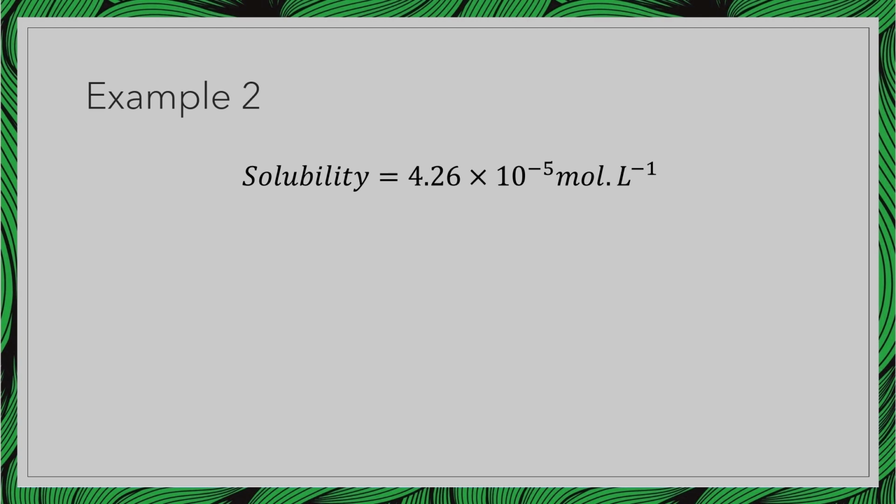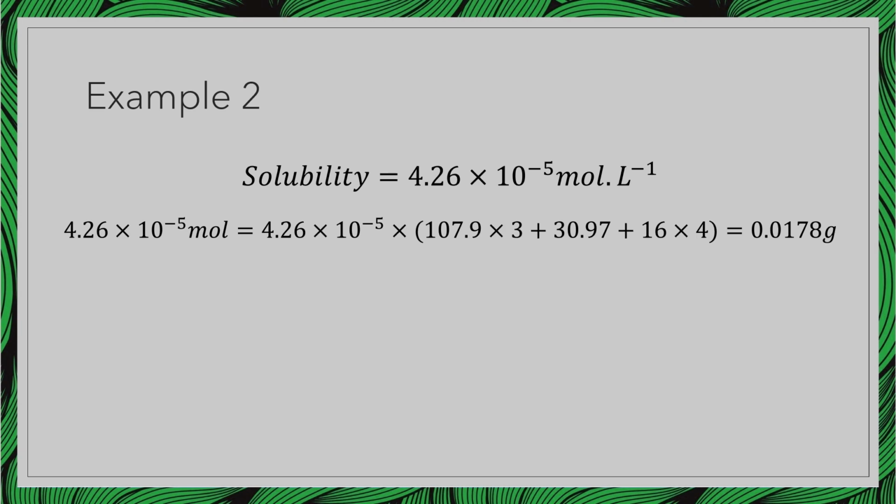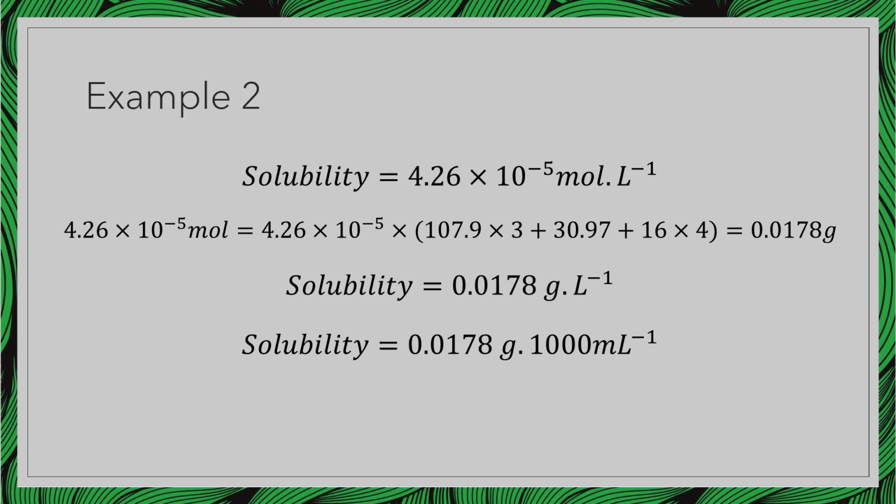So again, we take our solubility in moles per liter, we convert those moles to grams by multiplying by the molecular mass. So in this case, 3 silvers, so 107.9 times 3, plus 30.97, which is phosphorus, plus 16 times 4, PO4. Okay, it gives us 0.0178 grams. And that's in per liter, so per 1,000 mils. How do we get it to per 100 mils? We divide it by 10. So we get 0.00178, or 1.78 by 10 to the negative 3 grams per 100 mils.